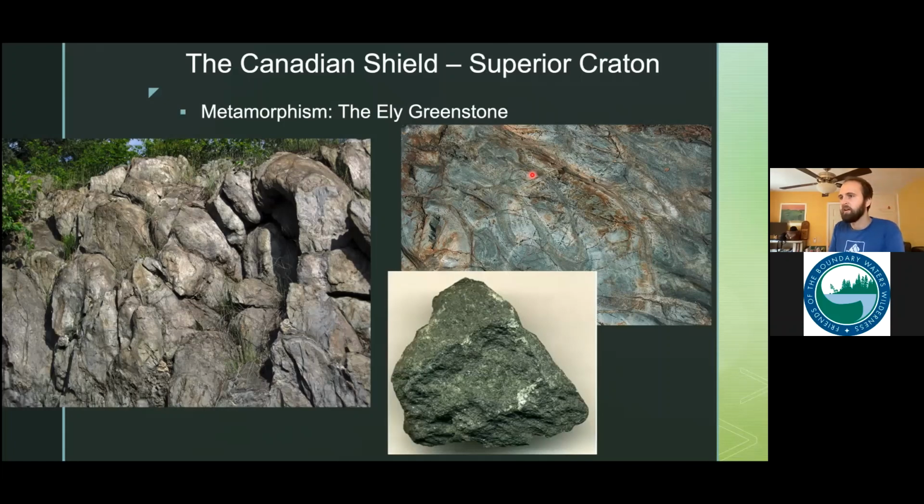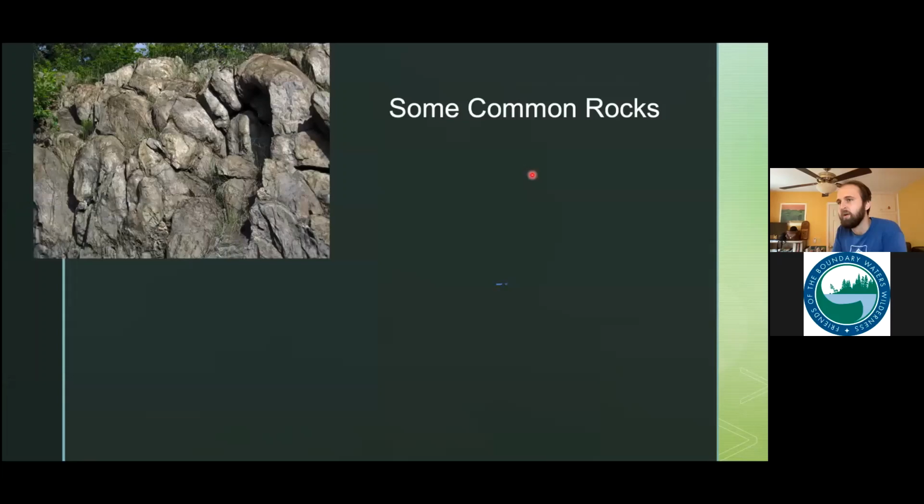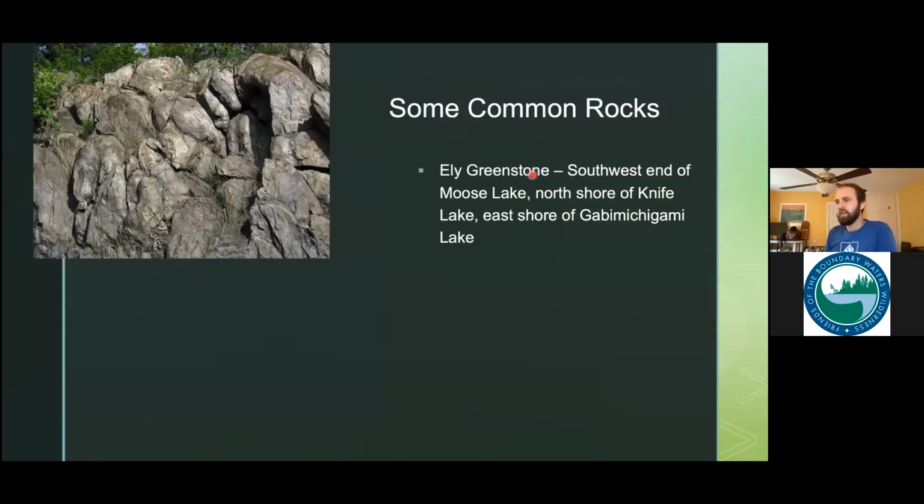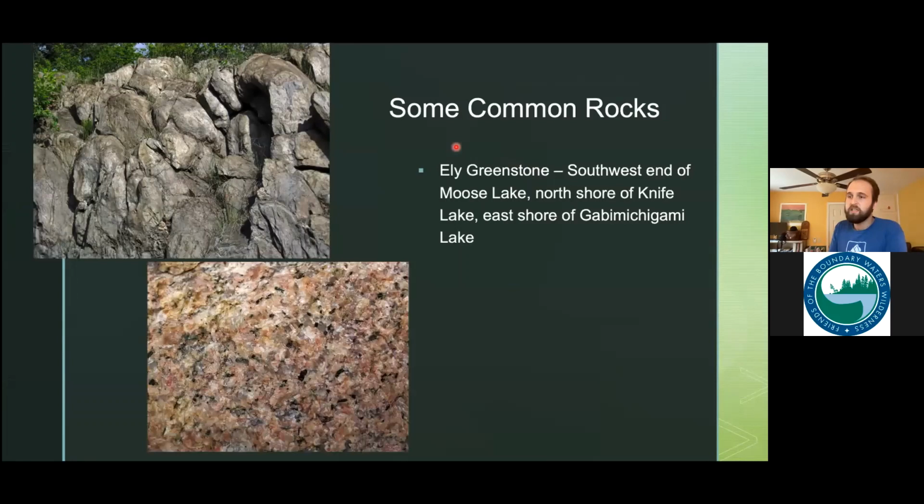And on this next slide, I have some places where you might see that. So this is from a report from the University of Minnesota in the 1970s, which had a list of common rocks and where you might see them. So this Ely greenstone you might see on Moose Lake or Knife Lake or Gabimichigami Lake. So keep an eye out if you're there for these kind of pillow structures or rocks that are tinted a little bit green. The other one you'll see is this granite.